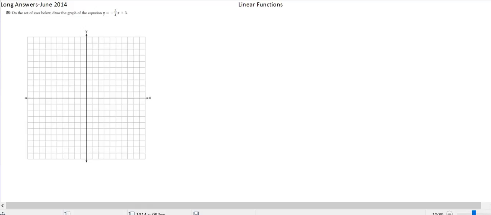This is an Algebra 1 Regents question from the June 2014 Regents, question number 29. On the set of axes below, draw the graph of the equation y equals negative 3/4 x plus 3. This is actually only the first part of the question.